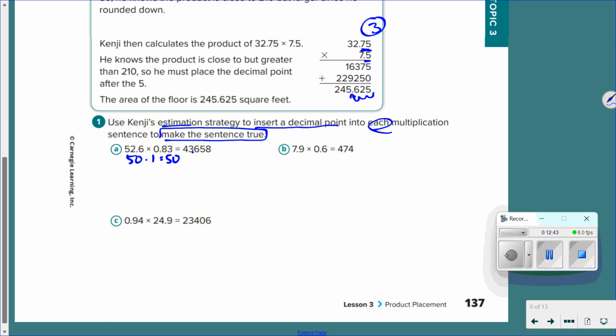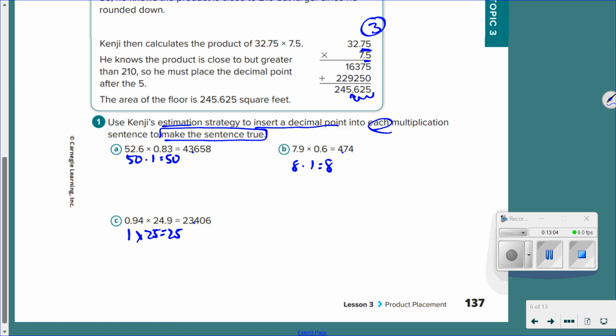So 7 and 9/10, that's about 8. 6/10 is about 1. Gives me 8, means I need 1 decimal place. 4 and 74/100, 94/100, that's about 1. 24, that's about 25. So it's going to be somewhere around 25, means my decimal needs to be here. So you see how the estimation can help you?